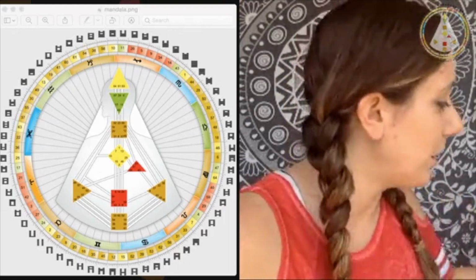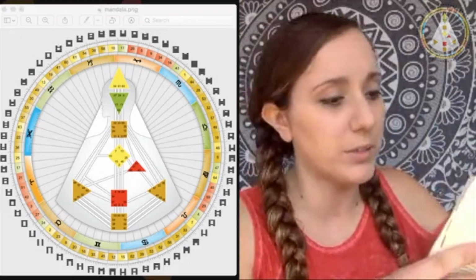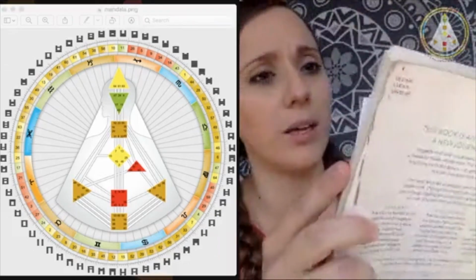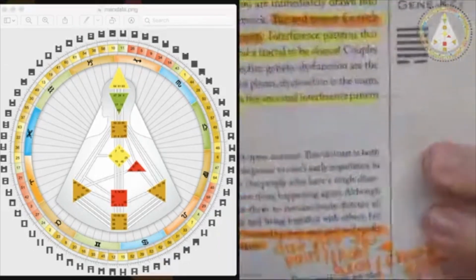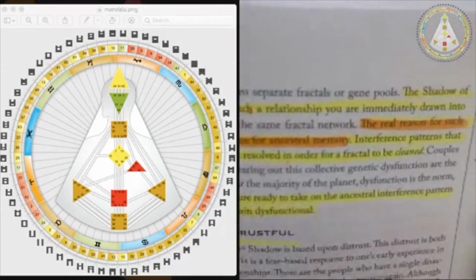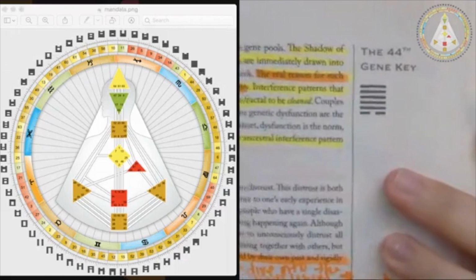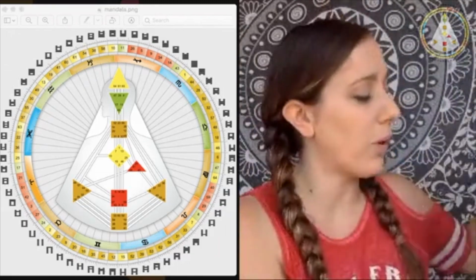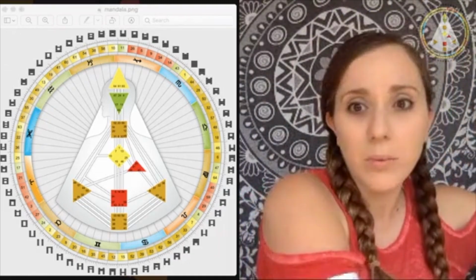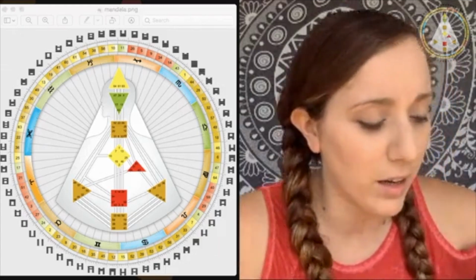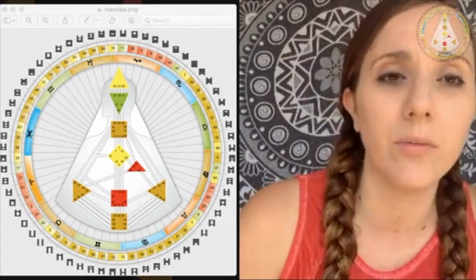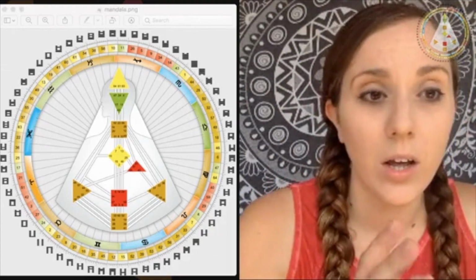And in the Gene Keys book, you will see the hexagrams listed there. I'm in the 44th right now, and you can see there's the hexagram. The hexagram is comprised of 6 lines, just like we have 6 lines in our Gene Keys. You're either going to be a first line, second line, third line, fourth line.